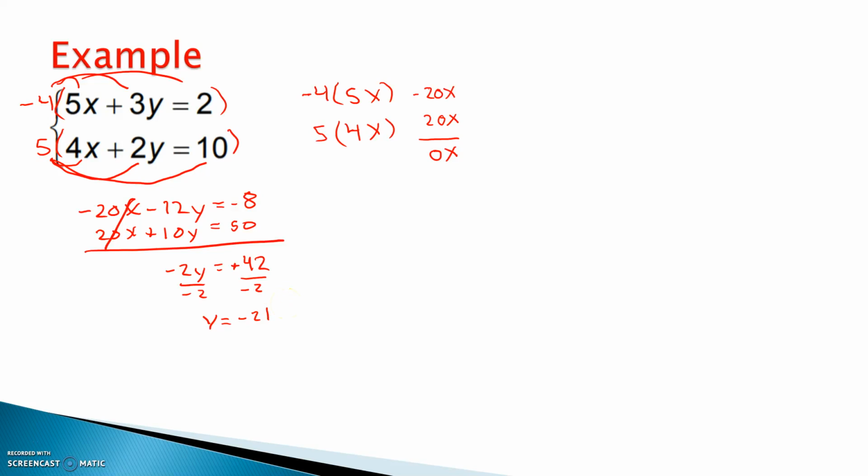How the heck am I going to get the x? Let's take that and plug it back in. Now I'm just going to choose the second one. Why not? I get 4x plus 2y is equal to 10. If I plug in negative 21 here for the y value, well, I get 4x. Now this becomes negative 42 is equal to 10. If I add 42 to both sides, I get 4x is equal to 52.